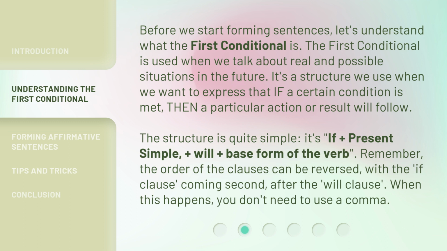The structure is quite simple. It's if plus present simple, plus will plus base form of the verb. Remember, the order of the clauses can be reversed, with the if clause coming second, after the will clause. When this happens, you don't need to use a comma.